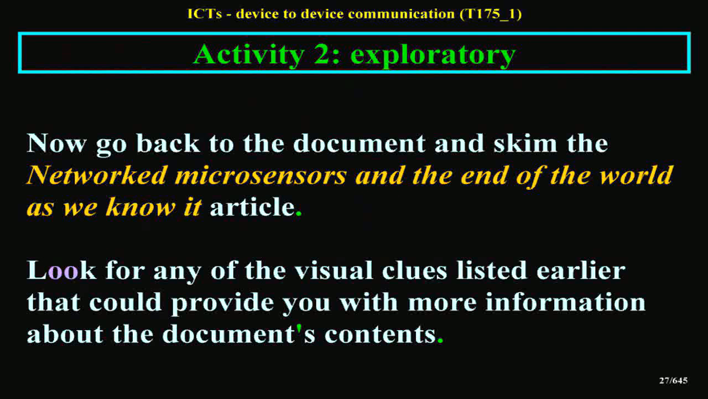Activity 2. Exploratory. Now go back to the document and skim the Network Microsensors and the End of the World as We Know It article. Look for any of the visual clues listed earlier that could provide you with more information about the document's contents.